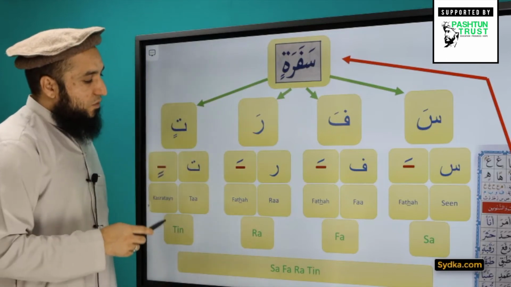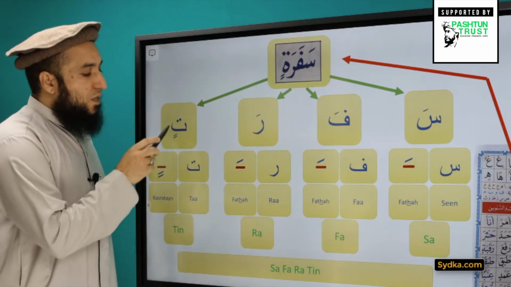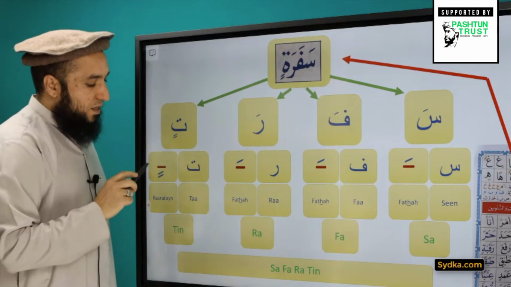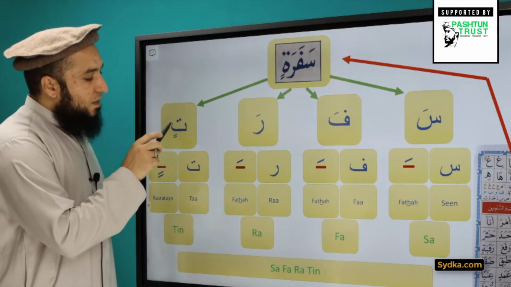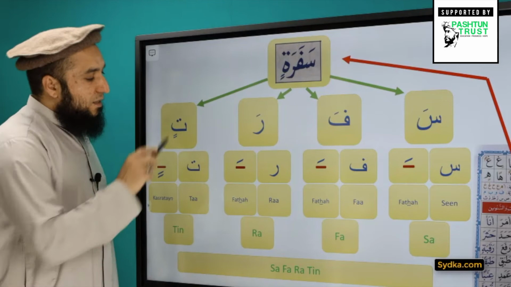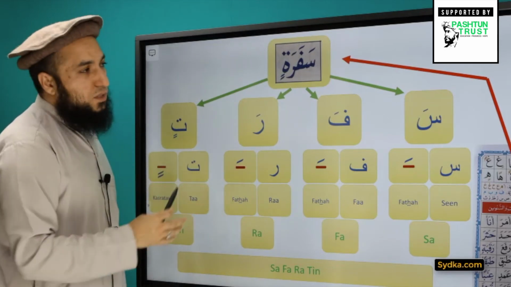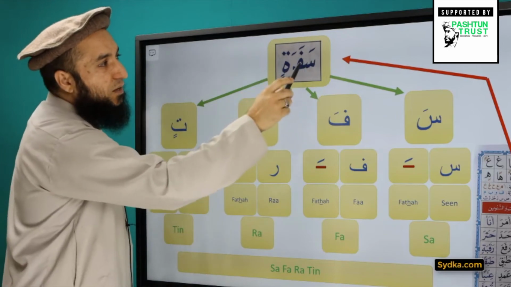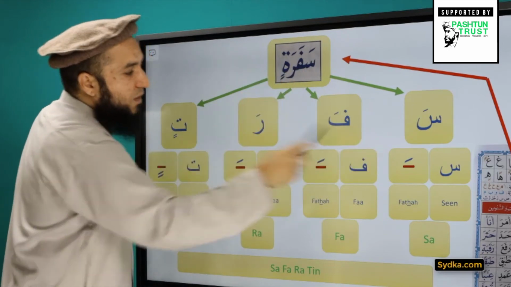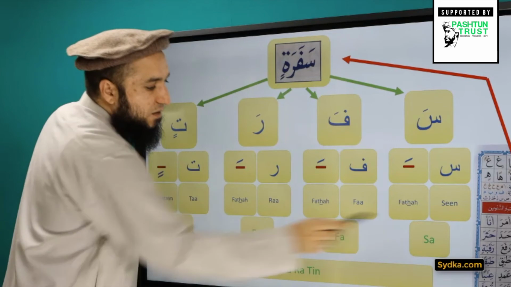The fourth syllable we have is ta kasratain tin. Ta is not silent and we have kasratain as haraka. Ta kasratain tin. Now we combine all four syllables and we have safaratin, safaratin.